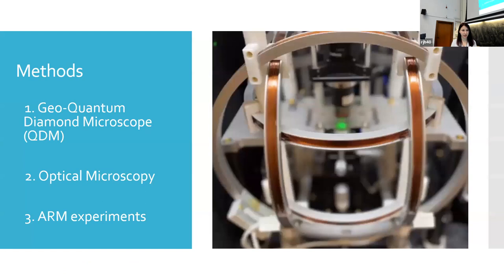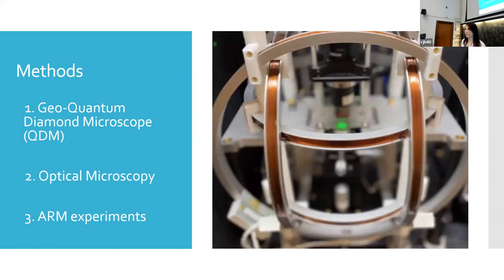Hello, yes. All right, so with the aim of characterizing mineralogy and particularly magnetite, we are using the new QDM in Oxford, which essentially allows us to map a magnetic field onto a sample directly. It is not giving us very much information in terms of what is actually in there, in terms of optical imagery. So we're also using optical microscopy.